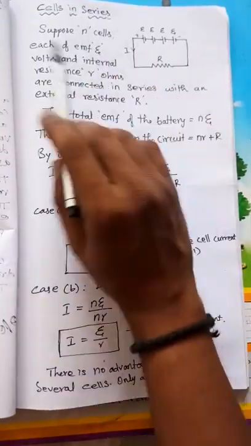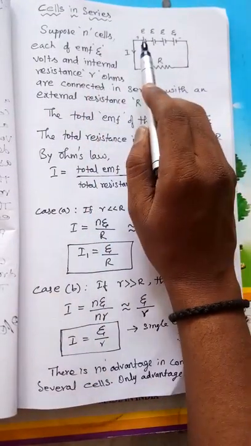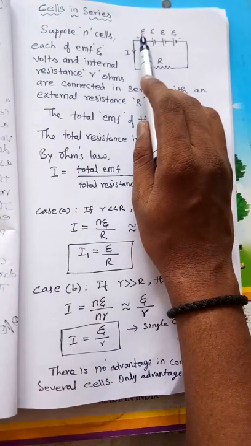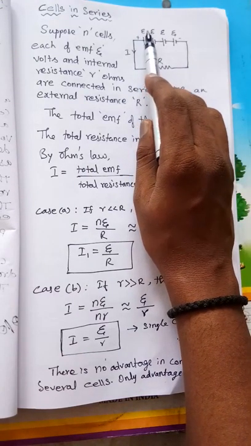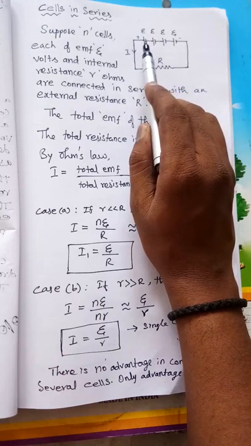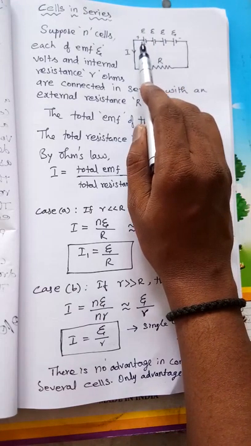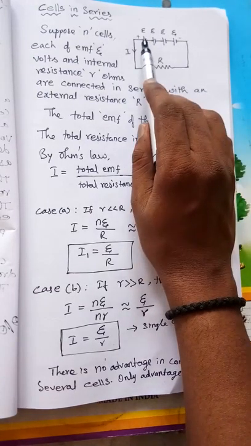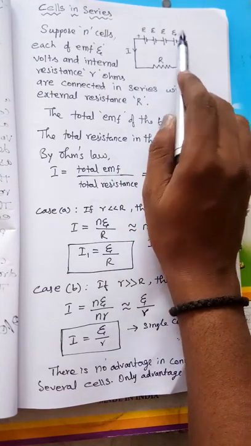Cells in series. This is a cell. This is an EMF. The unit of EMF is volt. 1, 2, 3, 4 cells connected in series with one external resistor. The current flows from positive to negative.